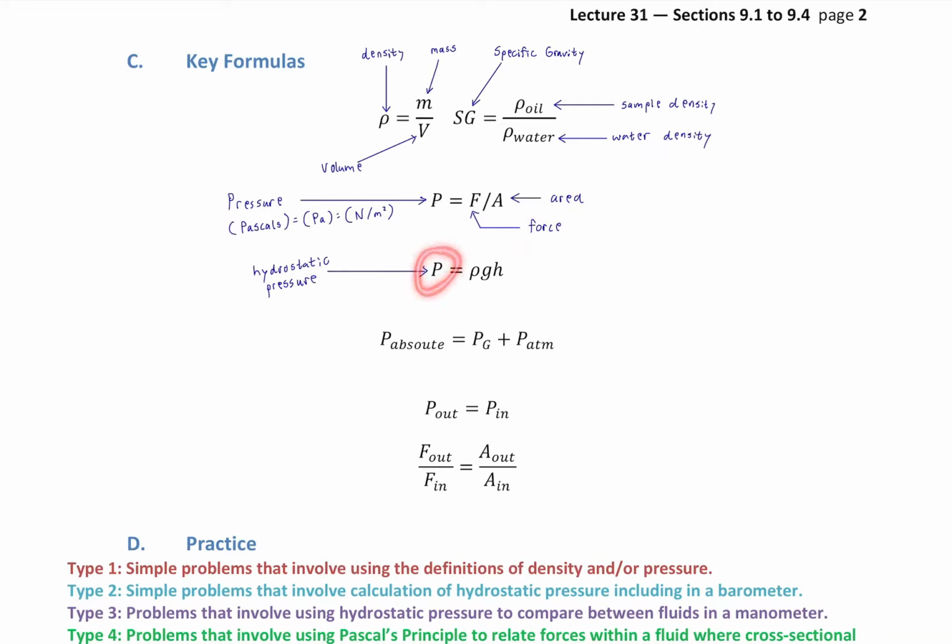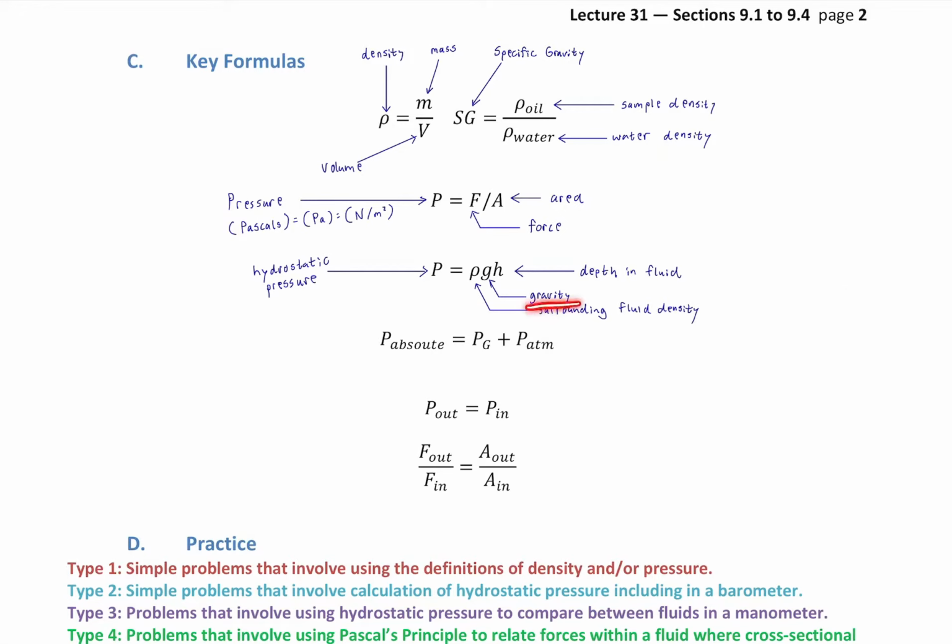Okay, so that's a special type of gauge pressure, and it is entirely due to the depth you go down into a fluid. So look at what it's dependent on. It's dependent on the density of the surrounding fluid. So, for example, the density of water, 1,000 kilograms per cubic meter.